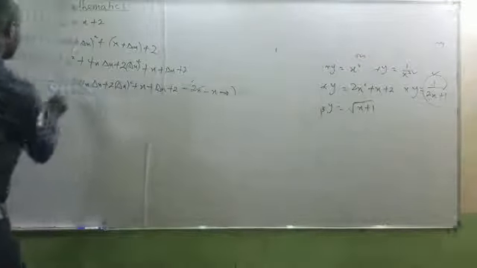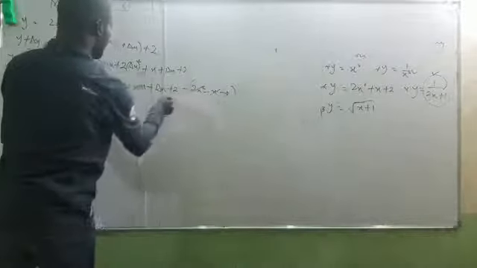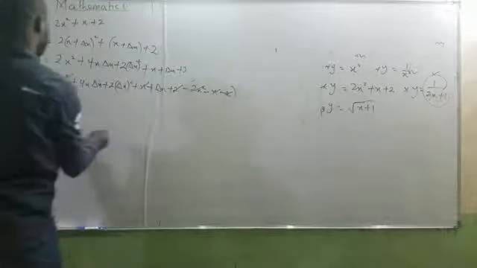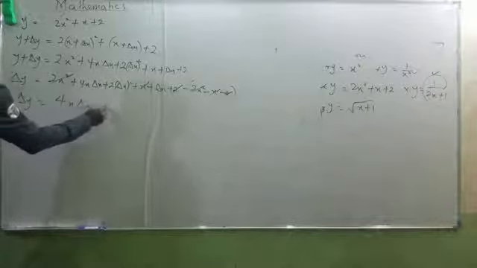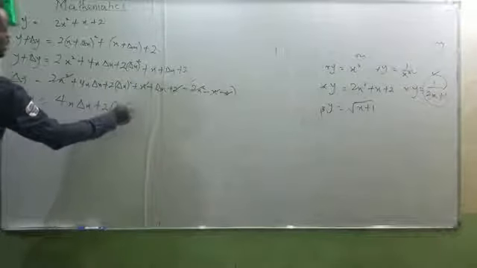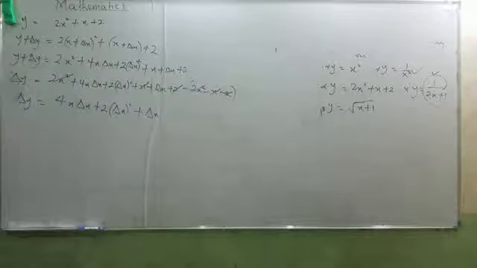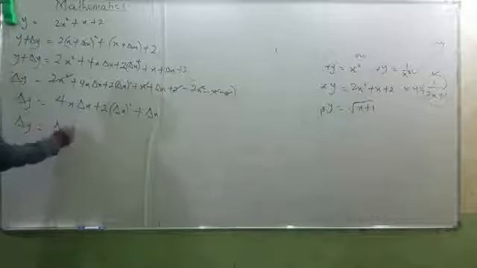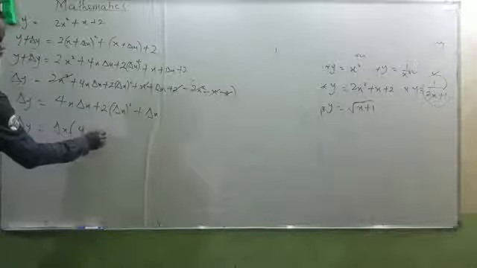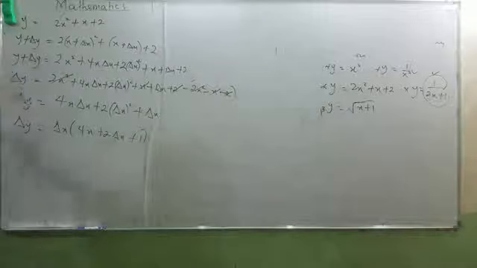Now, this will cancel this, sorry, this will be squared. This will cancel this, and this will cancel this, and this will cancel this. Left with delta y equals 4x delta x plus 2 delta x squared plus delta x. Can you see? I can now say that delta y equals delta x times the bracket of 4x plus 2 delta x plus 1. I think I've factored out what I need to factor out.